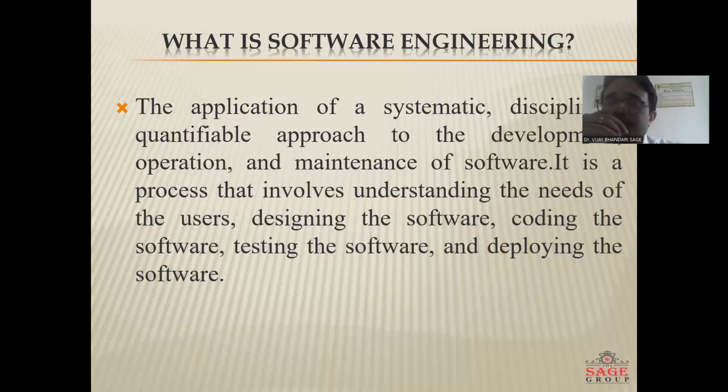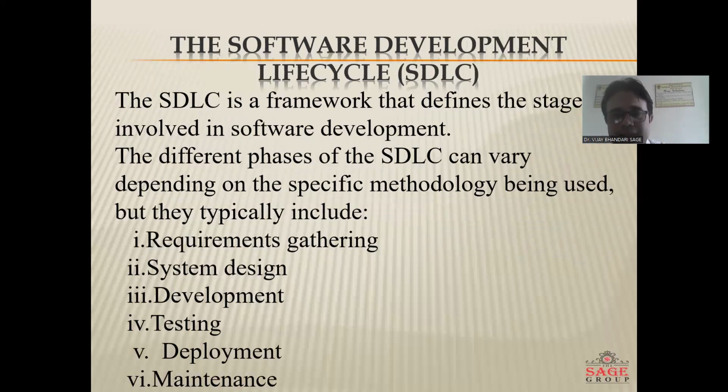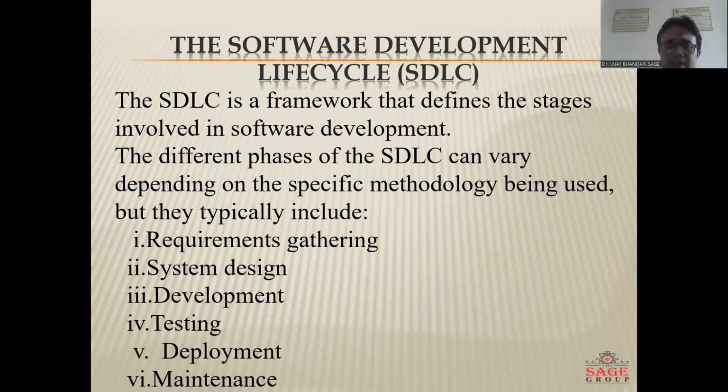Generally, it requires many phases, right? In the next slides, we will see many phases. The software development life cycle was introduced in the 1960s by the SEI, the Software Engineering Institute. SDLC is a framework that defines the stages involved in software development. The phases of the SDLC can vary depending on the specific methodology being used, but they typically include: first, requirement gathering; second, system design; third, development; fourth, testing; fifth, deployment; and sixth, maintenance.